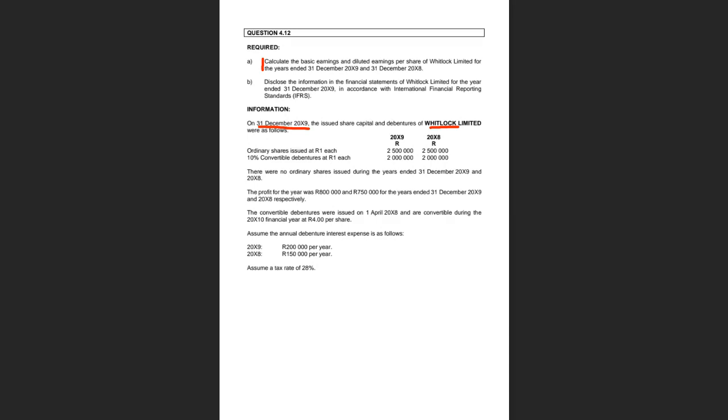And so it tells us that they're ordinary shares of R1 each, okay? So these are rand amounts, right? So the amounts that you are seeing here are actually rand amounts, but we can also take them as share numbers or the number of shares because both of them are R1 each. Okay, so the ordinary shares R1 each. We've got 2.5 million in both years. So there seems to have been no movement in the years under review.